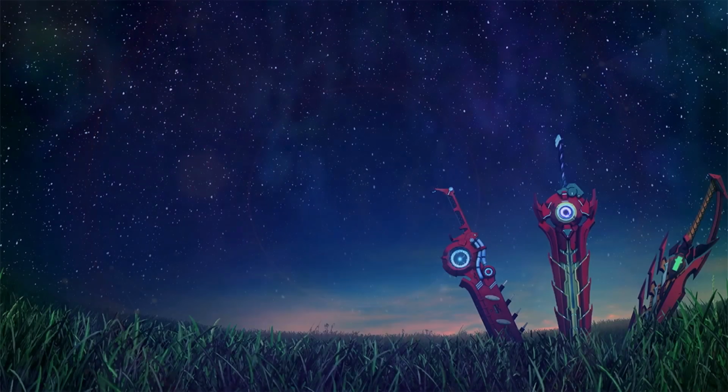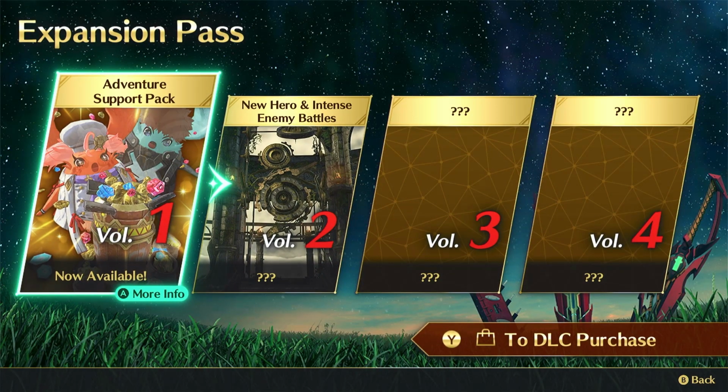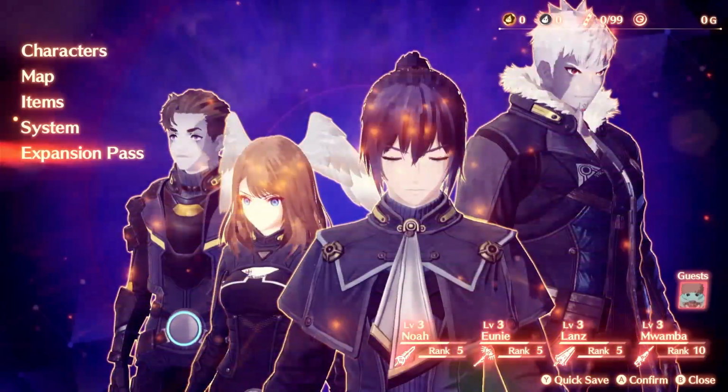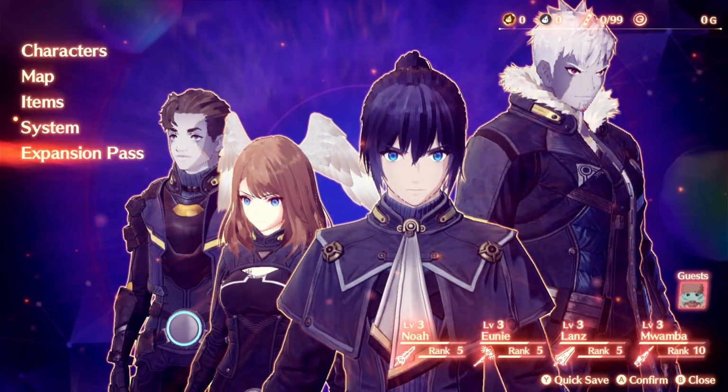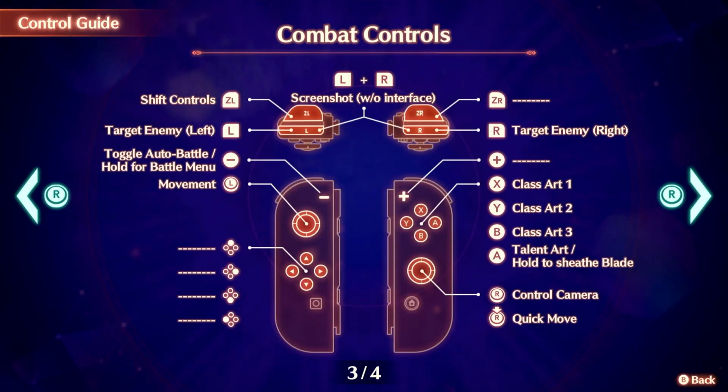And of course the expansion pass, which takes you to a whole separate menu, but by principle, this isn't part of what the characters are seeing. It's just extra content that the player can buy. Even small things, like I never saw this menu in my first playthrough, but the controls page is actually designed in a super immersive way, which I think is really cool.